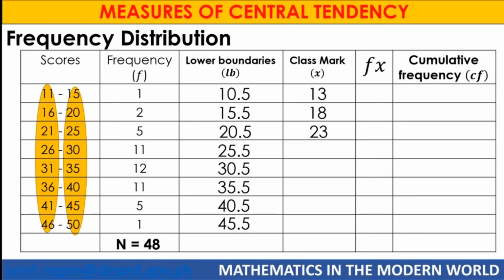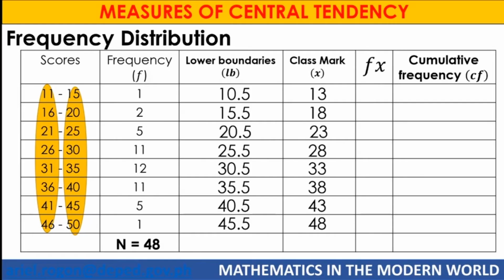So 26 plus 30, that is 56. So 56 divided by 2, that is 28. Then 31 to 35. So 31 plus 35, that is 66 divided by 2, that is 33. Then 36 plus 40 divided by 2, that is equal to 38. 41 plus 45 divided by 2 is 43. 46 plus 50 divided by 2 is 48.